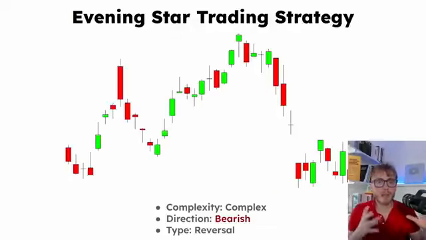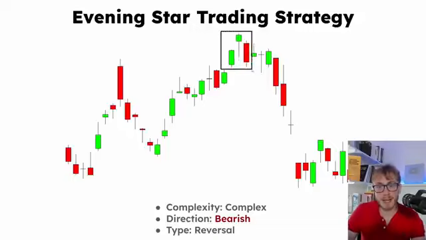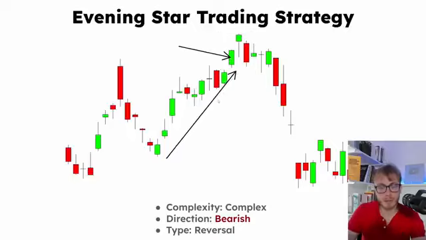Alright then, so how do we actually trade the evening star? Well, the first thing we need to do is of course to identify the pattern. So if you want to, try to do this yourself and pause the video. Did you manage to find the pattern? Well, the evening star is this pattern right here. You can see that the first candle is a strong green one that comes after a move towards the upside.